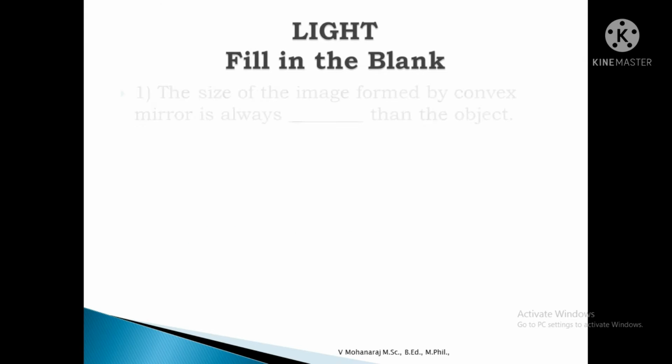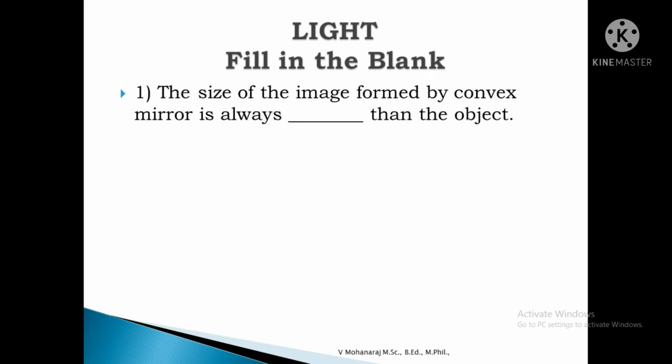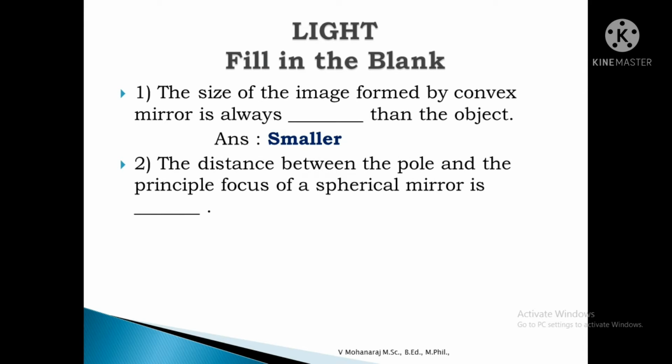Next, fill in the blanks. The size of the image formed by a convex mirror is always dash than the object: smaller than the object. And next one, the distance between the pole and the principal focus of the spherical mirror is dash. It is nothing but focal length. The answer is focal length. The distance between the pole and the principal focus of a spherical mirror is known as focal length.